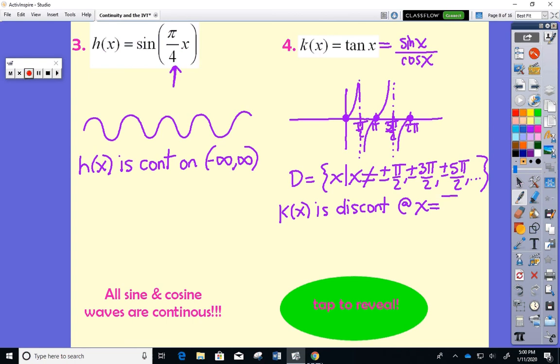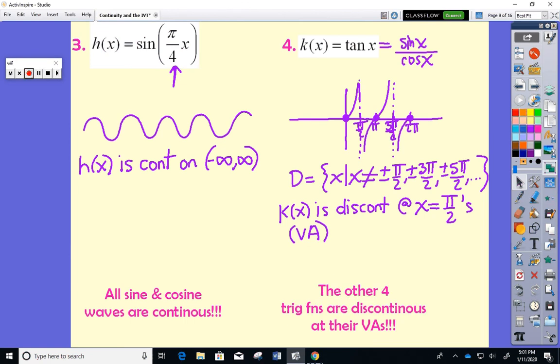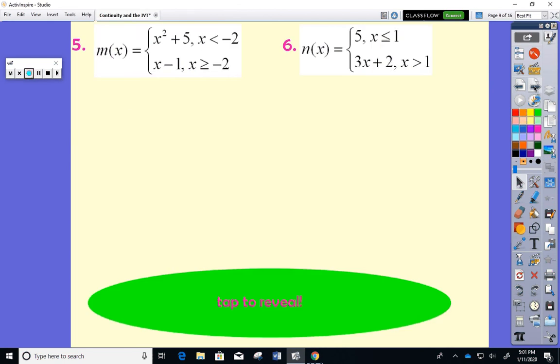So now I'm going to be a little bit informal since I've already listed it formally once. And remember, why is it discontinuous? Well, informally, because of vertical asymptotes. Formally, I would need again to go back and say something like k of pi over 2 does not exist, so k of x cannot be continuous at x equals pi over 2, etc. So for the other 4 trig functions, all of them have vertical asymptotes. So those vertical asymptotes are where your points of discontinuity occur.